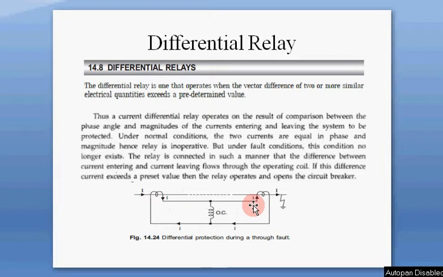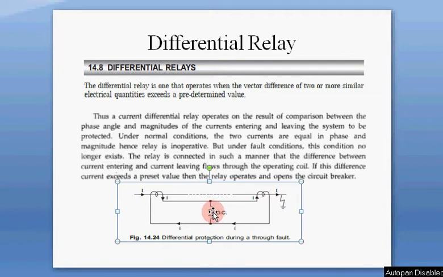In this case we use two CTs which are identical. That means both the CTs have the same turn ratio and are identical in construction. The equipment to be protected is put in between the primaries of these two CTs. This dotted line shows where the equipment to be protected is, whether it is an alternator or a transformer. This is the operating coil of the relay.